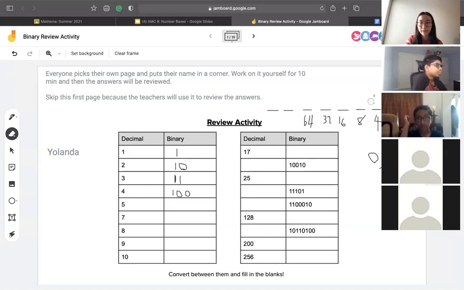Yeah, 101 for 5. Okay, so we'll just continue filling this out. And then 7 would be 111. That's right. Okay, so everyone besides Jivitesh, because I think he gets it, does this make sense? Like how you're supposed to try and find which place values add up to the decimal number? Okay.